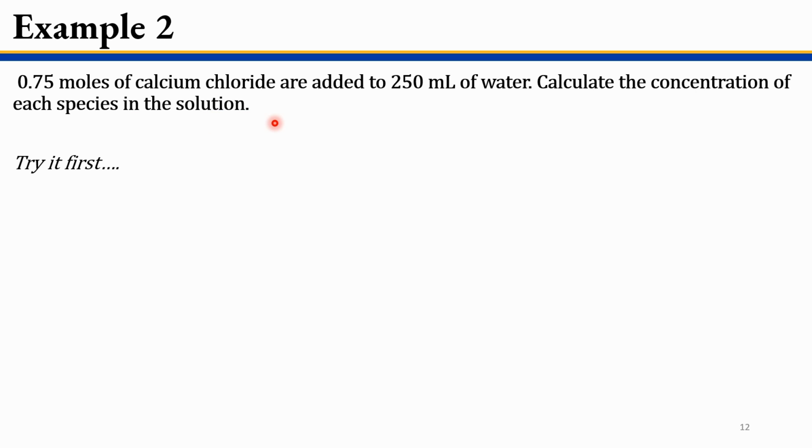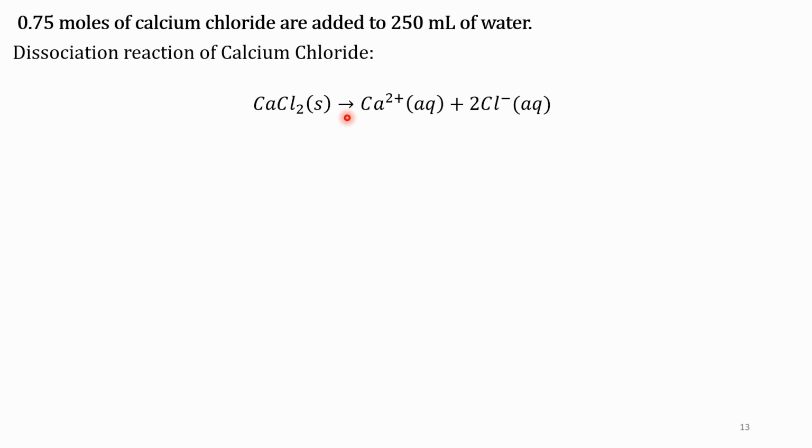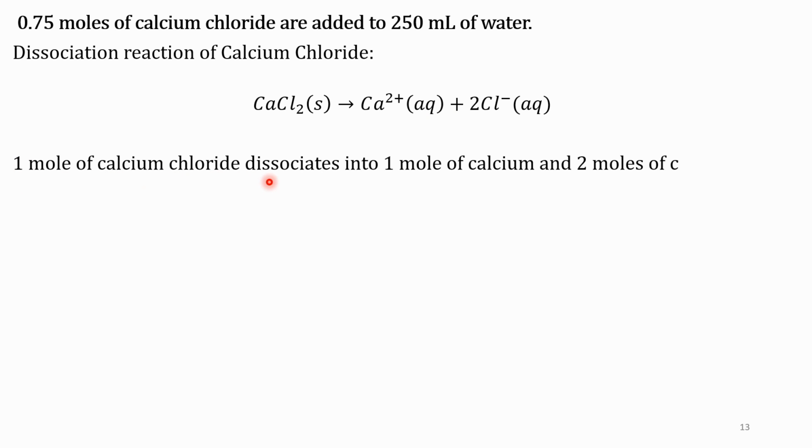Try it first. First, we're going to write the dissociation reaction of calcium chloride, given by CaCl2 in the solid phase dissociates into Ca2+ in the aqueous phase and 2Cl- also in the aqueous phase. So Ca2+, the calcium ion, has a positive 2 charge. Notice that cancels out with the 2 Cl-. 2 plus charges cancel out with 2 minus charges to get neutral. This equation tells us that 1 mole of calcium chloride dissociates into 1 mole of calcium and 2 moles of chloride. So therefore we can calculate the concentration of calcium chloride.